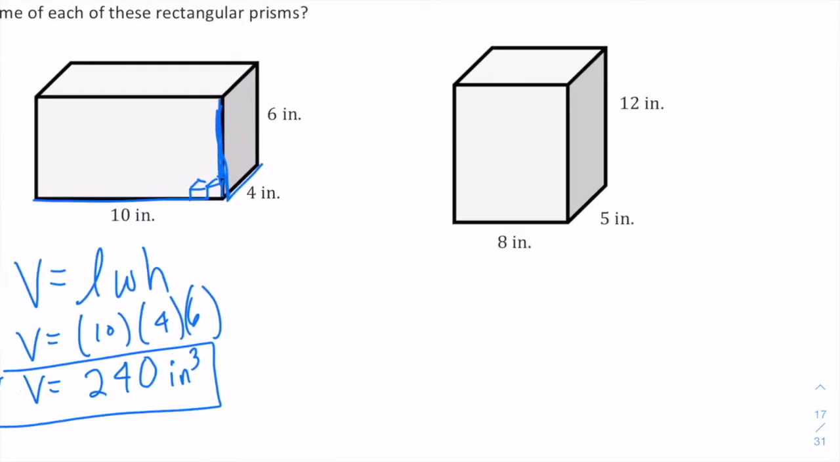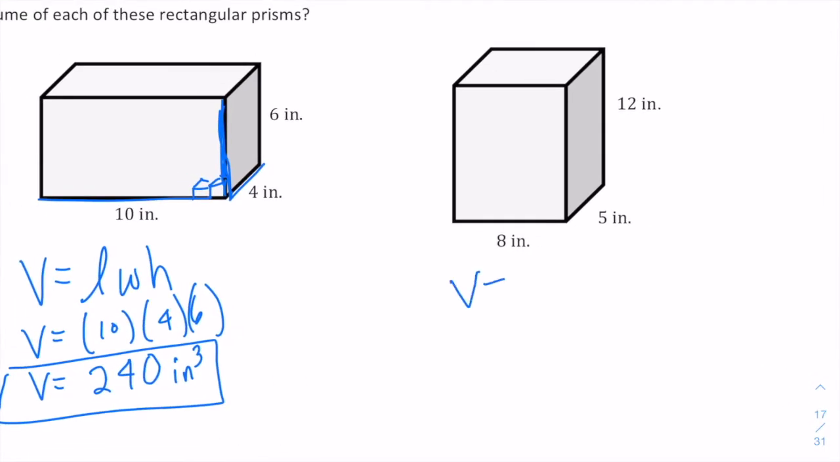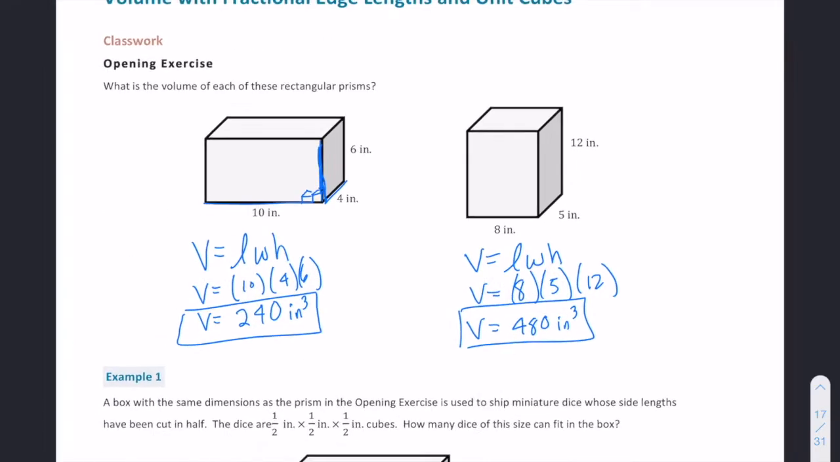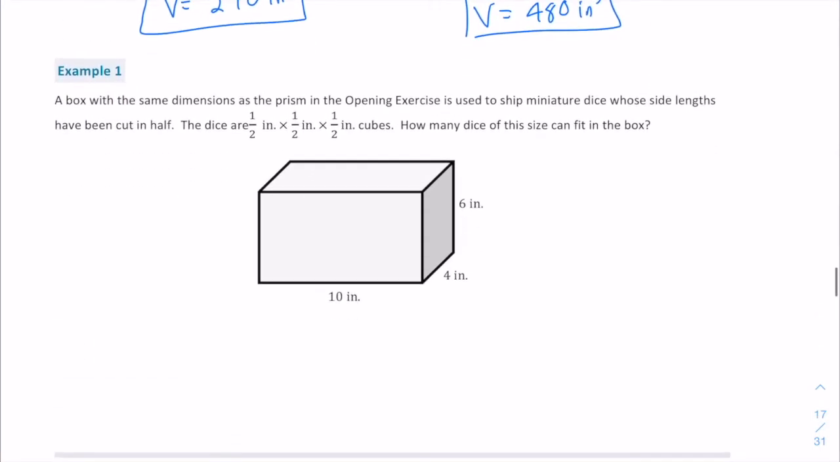Okay, let's just do another one, just get ourselves comfortable. Please write the formula every time, length, width, height. So volume equals 8 times 5 times 12. Okay, multiply all three of those together, and we get 480 inches cubed. Terrific.